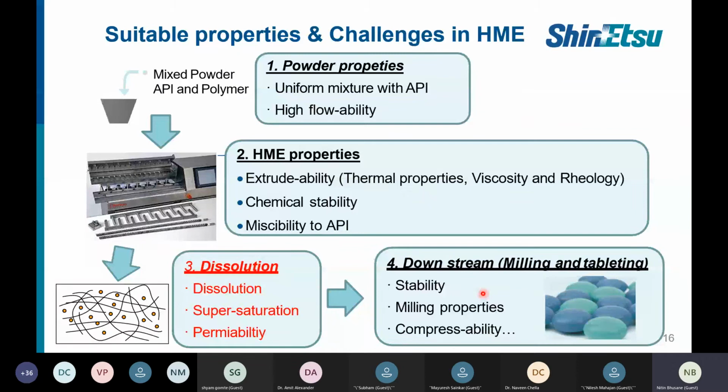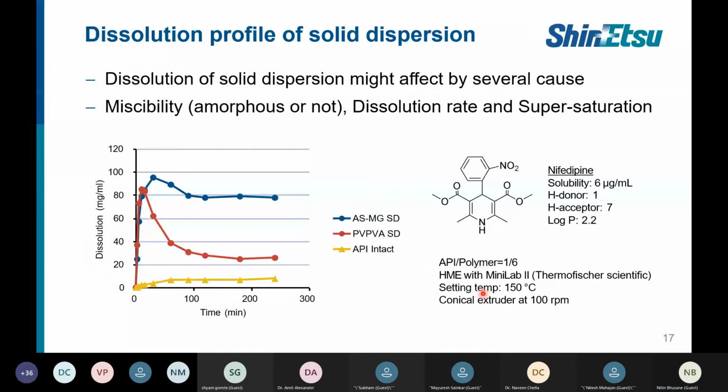So that was all about the HME properties, which are very important. Now we come to the third major factor, which is about dissolution. So, the dissolution profile of solid dispersion. In this case, we have taken nifedipine. We have lots of nifedipine at our site, so you can see lots of our experiments contain nifedipine as the model drug.